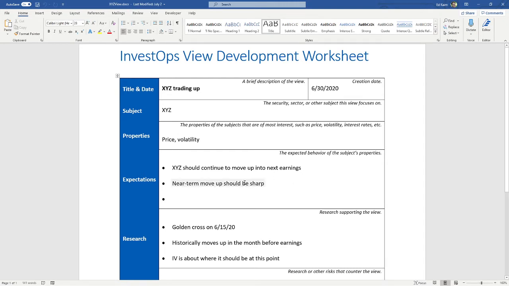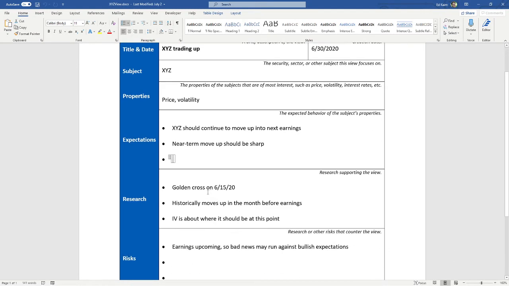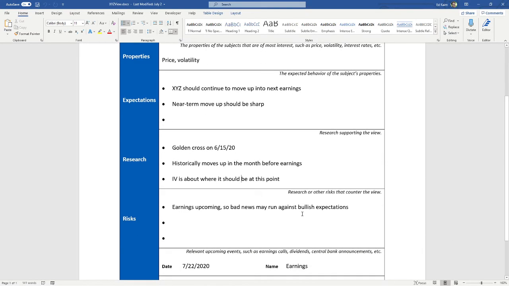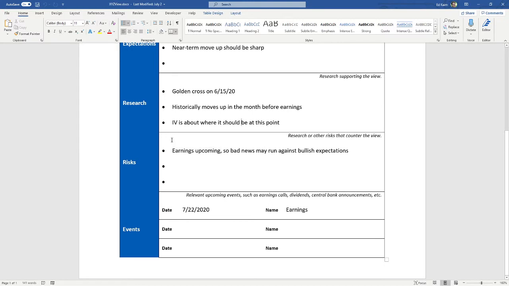The expectation of the investor is that the stock should continue moving up into the earnings, and that the near-term move should be sharp based on maybe technical analysis, or in this case there was a golden cross, there was some historical movement research, and of course volatility is in line with expectations. Therefore, the risk that was seen was that earnings could be substantial, so there was concern bad news might run against the bullish expectations, and so documenting the earnings is important.